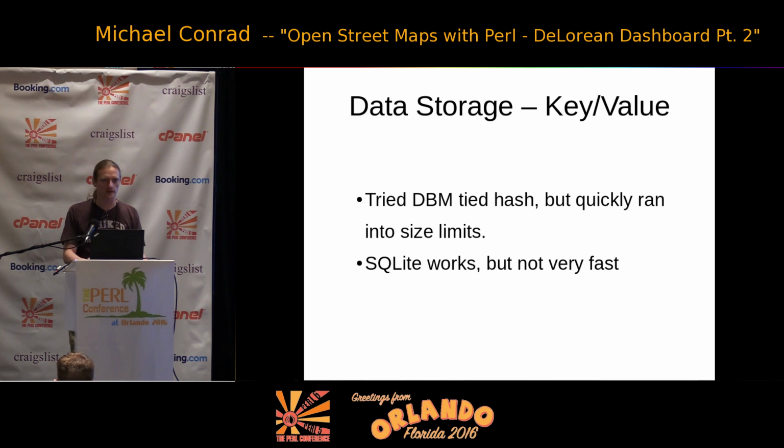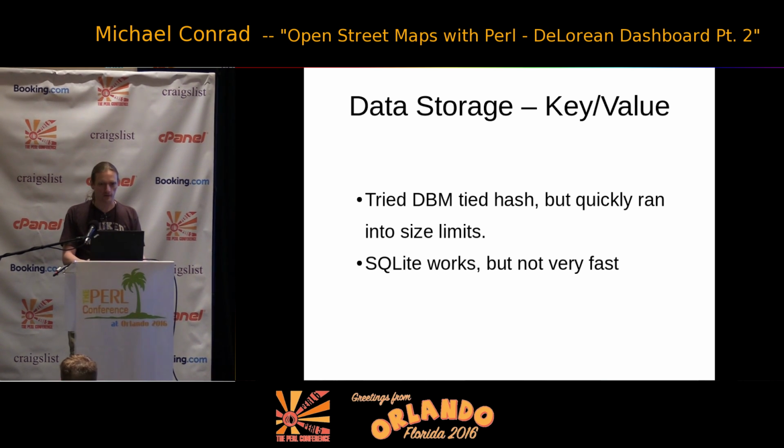So I tried Perl's DBM on a tied hash, and it immediately ran into the size limitations. Then I looked at some of the other options, because you can only compile one of them into Perl at a time or something like that. They have Berkeley DB and the others, but it didn't look like any of them were going to scale up to multiple gigabytes of data. SQLite would do it, but SQLite isn't very fast when you're just using it as a key value store. And there's a lot of data in OpenStreetMap.